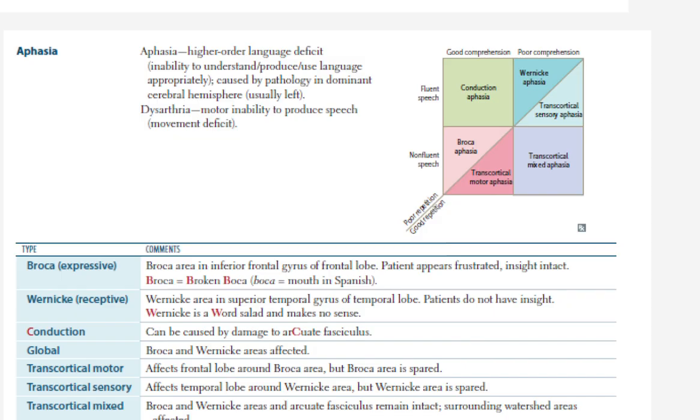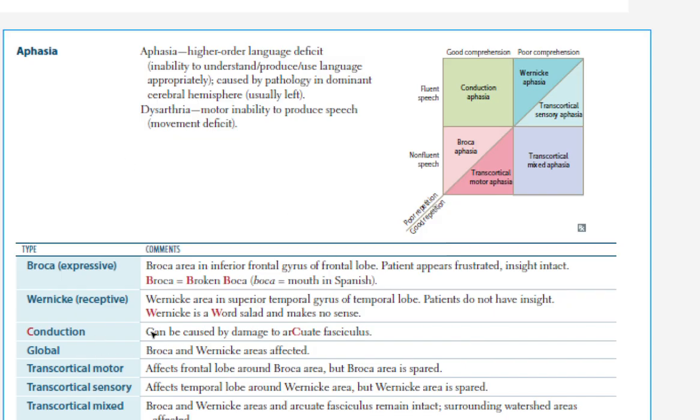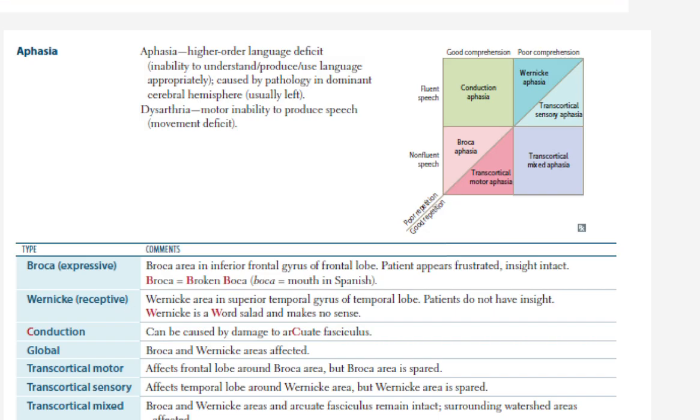Okay? So moving on to conduction aphasia. What is conduction aphasia? Suppose Broca and Wernicke are both normal, but the wire connecting them is cut. We talked about the arcuate fasciculus, right? The arcuate fasciculus, or the association fibers, connect Broca and Wernicke together. So the wire connecting them is cut. Now what happens? The patient understands, the patient speaks fluently, but cannot repeat.